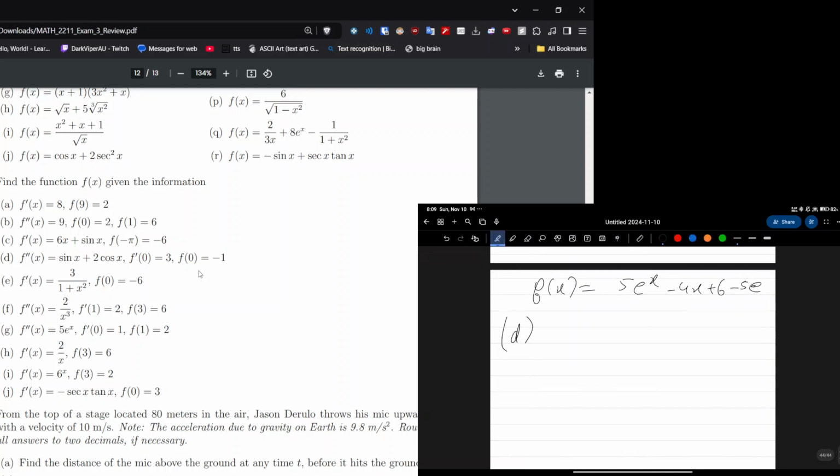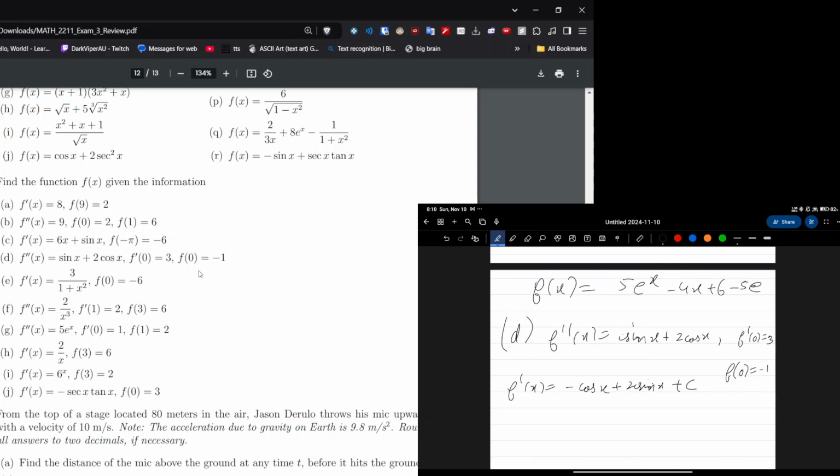f double prime of x equals sine x plus 2 cos x. f prime of 0 is 3, and f of 0 equals negative 1. Okay, now the antiderivative of sine x becomes negative cos x, and the antiderivative of 2 cos x becomes 2 sine x. I'm taking the entire antiderivative, not the derivative.